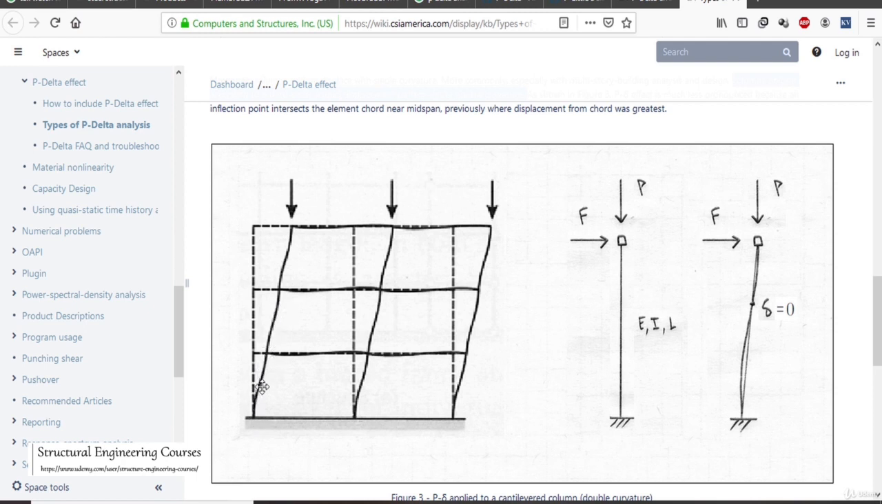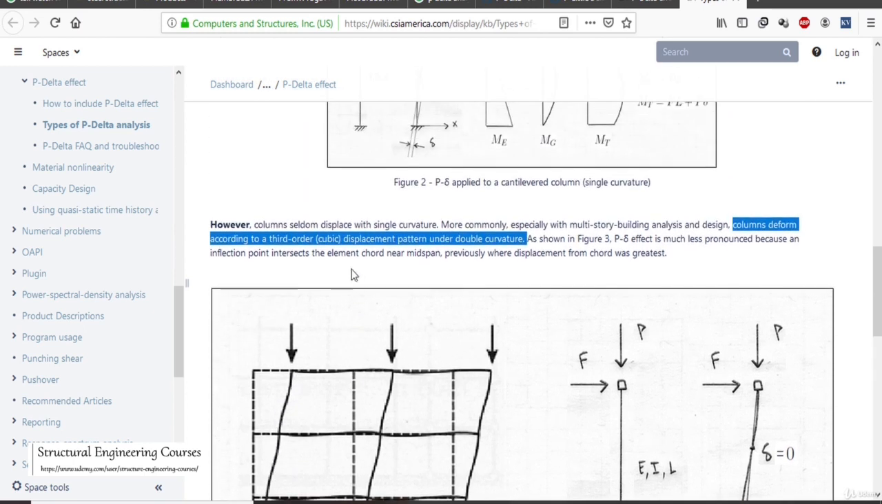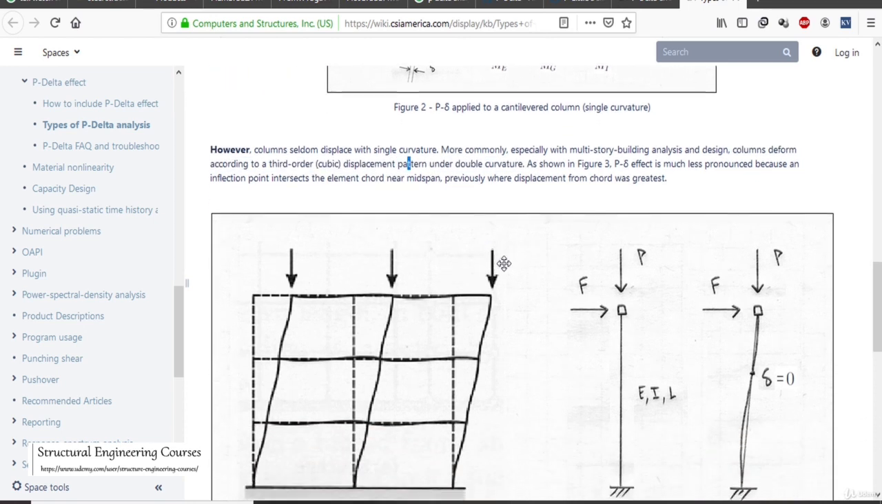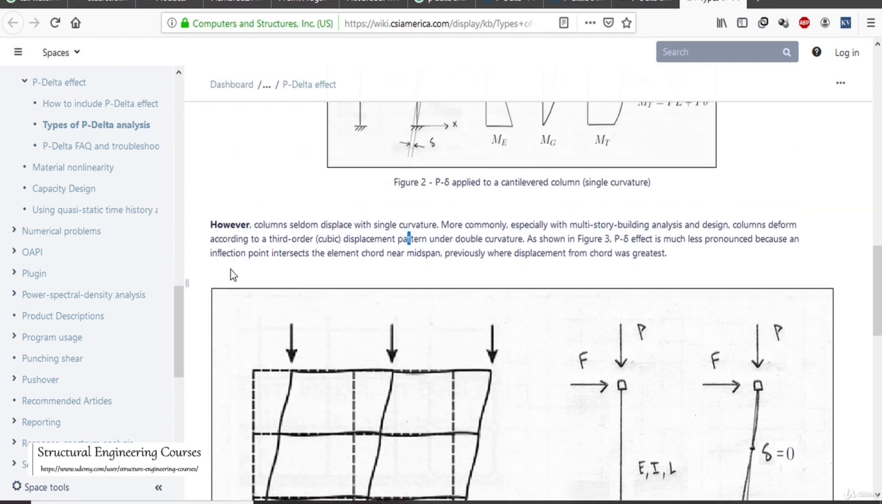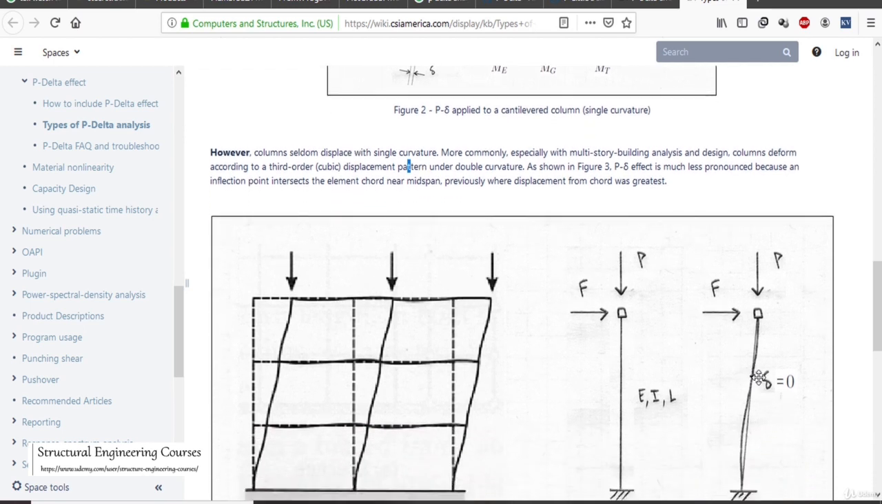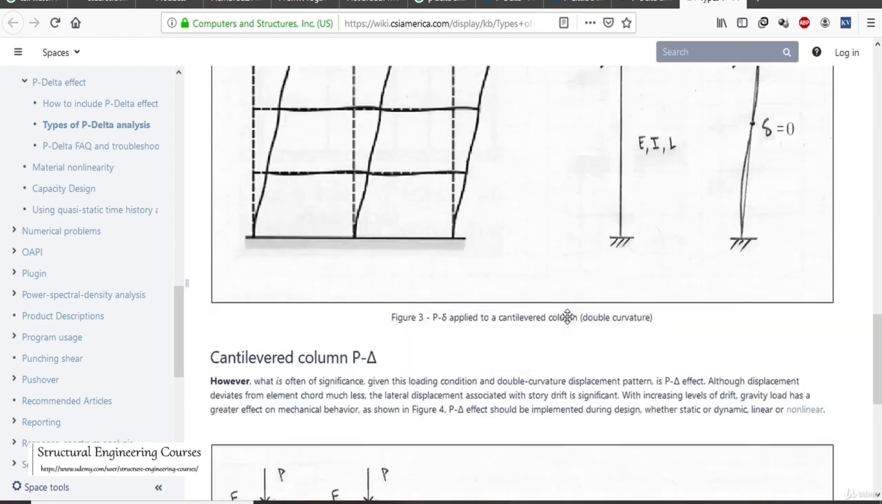That is, the column is going like this, then coming back like this, and then again going like this, and again coming back like this. This type of deflection is called double curvature, or this third order cubic displacement pattern. When the column gets displaced in this particular pattern, there is an inflection point, where the displacement is zero. So overall the displacement, or the small delta value, becomes zero in normal structures.